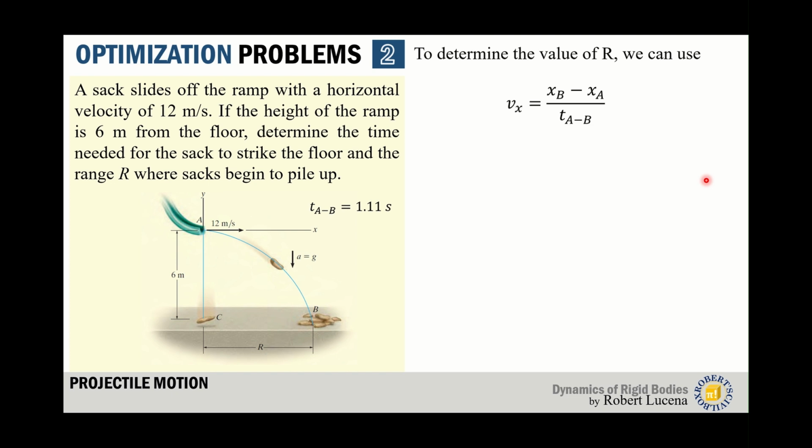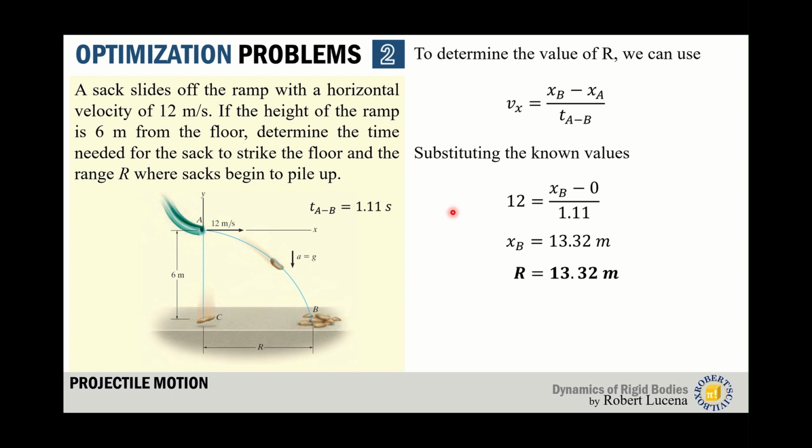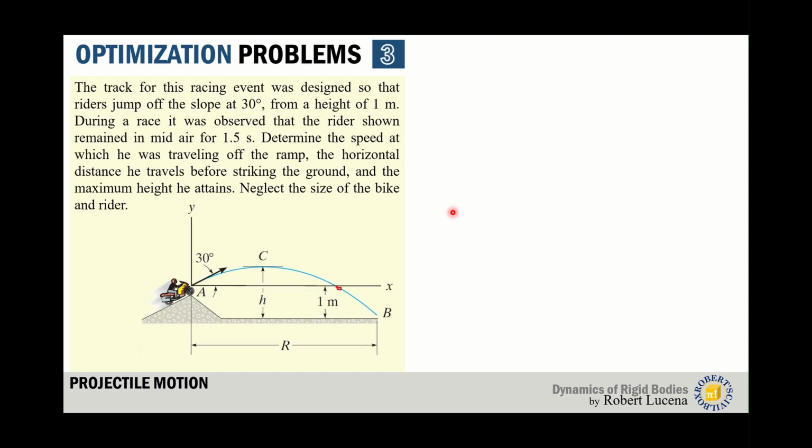And to determine the value of the range, we will just use the definition of velocity. This is easier because we have a constant value of velocity along the x-axis. The position of point B will define your range measured from point A. So obviously, it's an equation, xA is equal to 0, and tAB is the time required from point A to point B, which was determined previously. So we have Vx equal to 12 meters per second, and then xB is equal to 13.32 meters. And that's also the range.